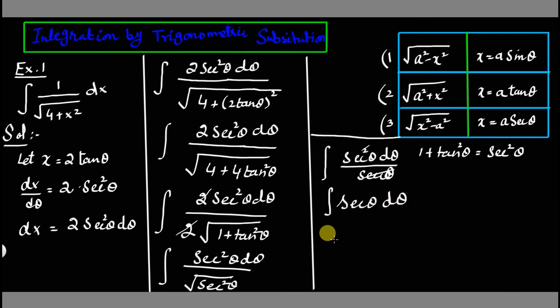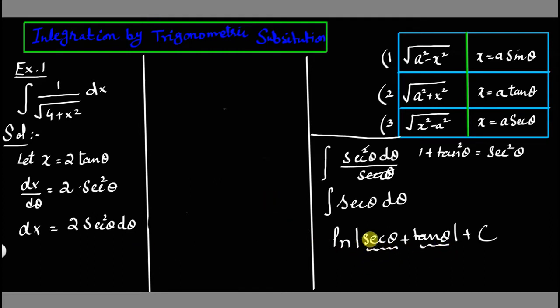The straightforward integration of secant theta is natural log of secant theta plus tangent theta plus c. Now actually this is the final answer, but we have to replace the variable, that is x, and this answer is in the form of theta. So for this purpose we have to substitute the value of secant theta and the value of tangent theta. And how will we produce these values?